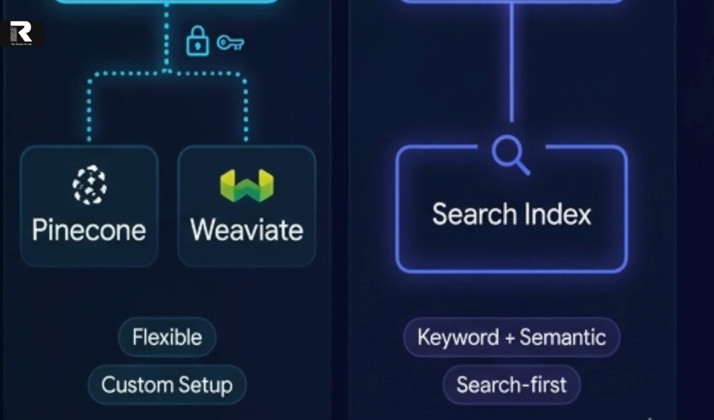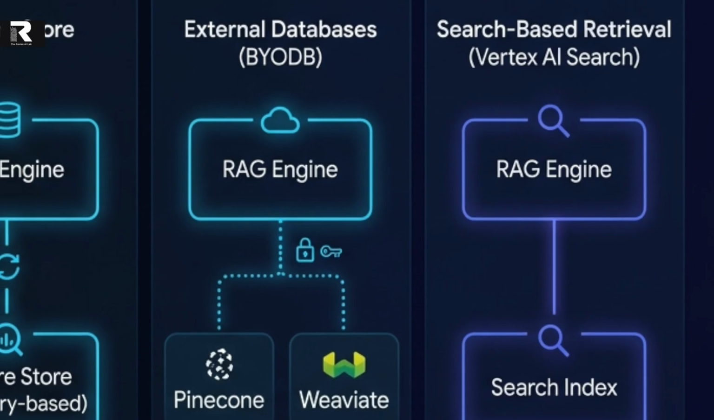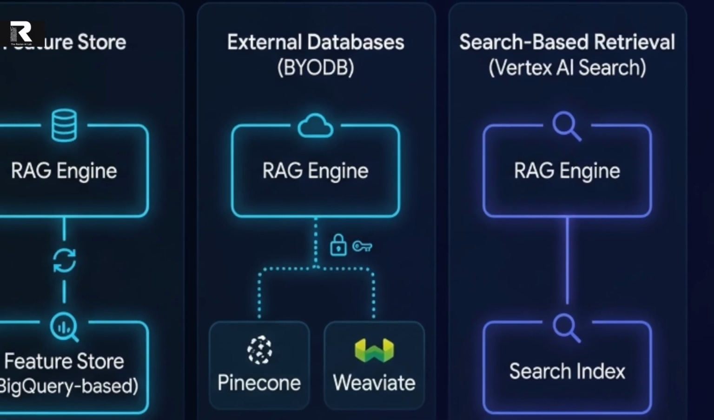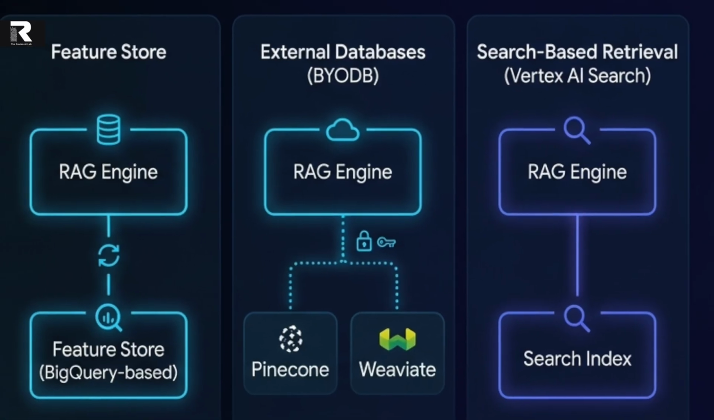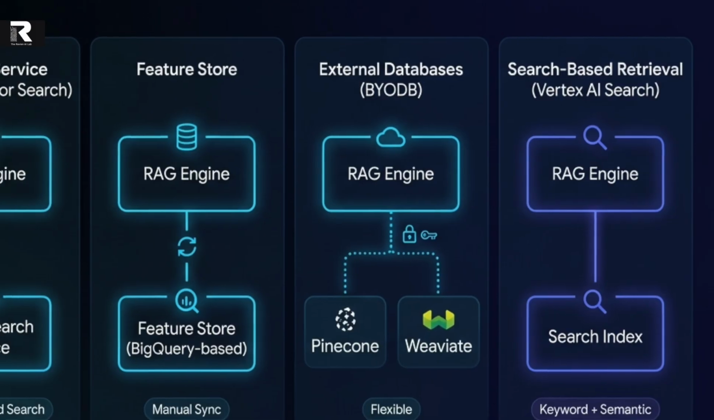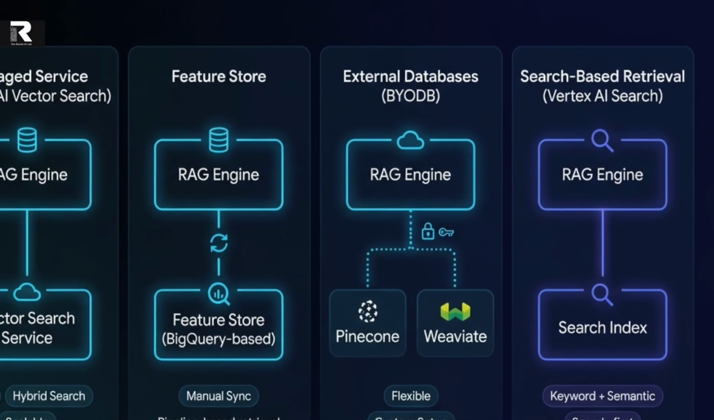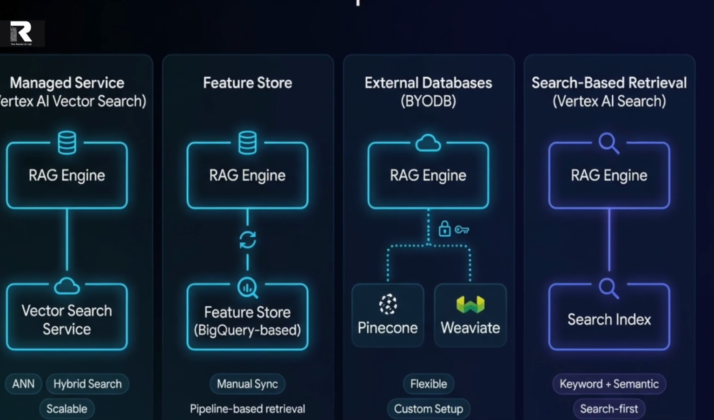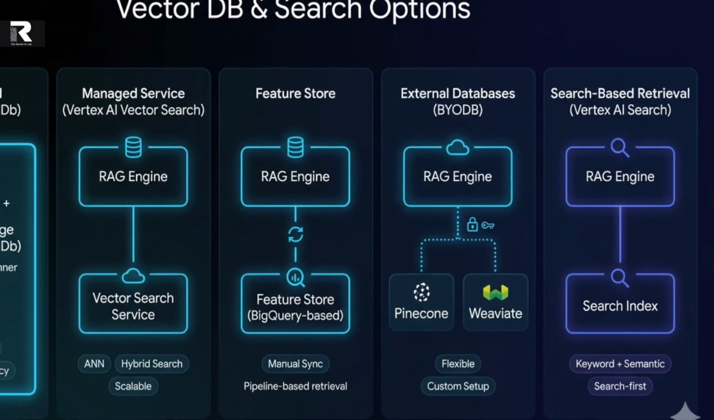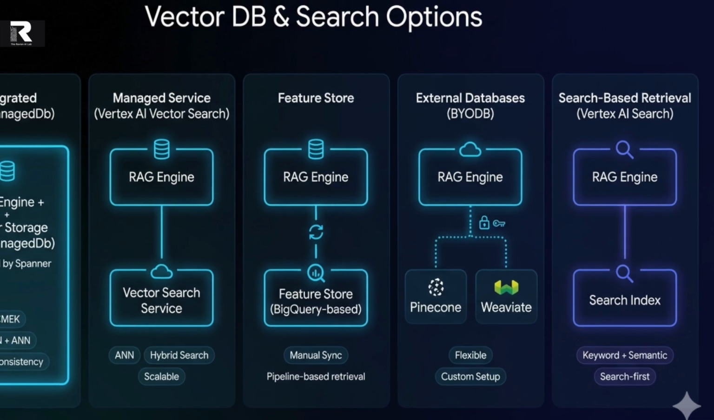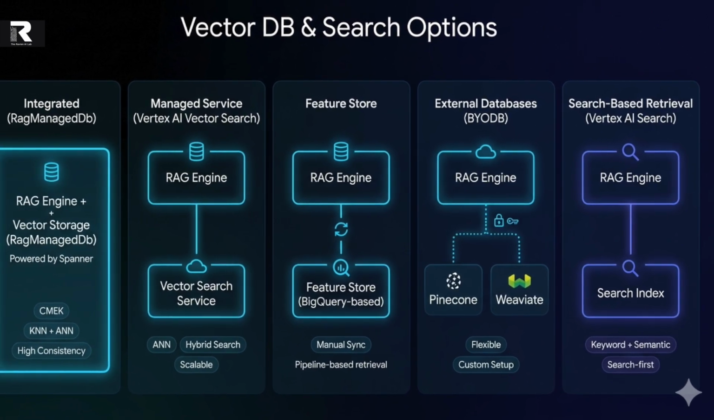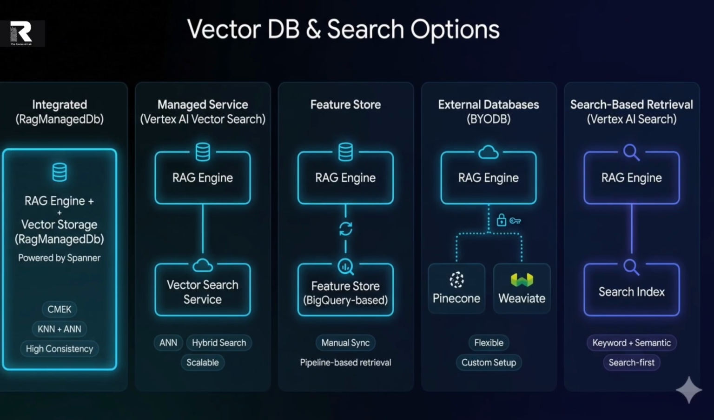Security and platform notes. Supported: VPC service controls, CMEK with RAG managed DB. Not supported: data residency, AXT security controls. Critical integration tip: backend selection is sticky. Once a corpus is tied to a database, switching typically requires re-ingesting your data. Key takeaway: you are balancing integration, scalability, and retrieval approach.